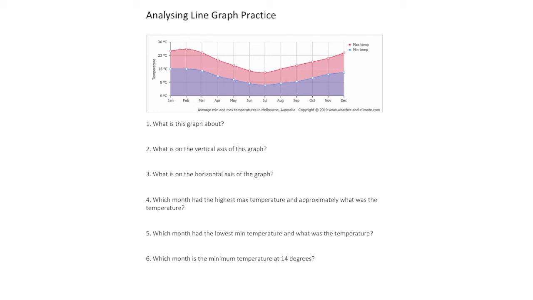Hopefully you had a chance to try this question. So let's go through it. What is this graph about? I don't know, it looks like pretty lines, but there's a little clue. Average, minimum, and maximum temperatures in Melbourne, which is where I'm from. Woo! What is on the vertical axes of this graph? Vertical up and down, temperature. I'm going to write that in. What is on the horizontal axes? That's the one going left and right.